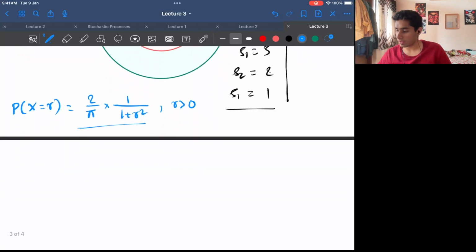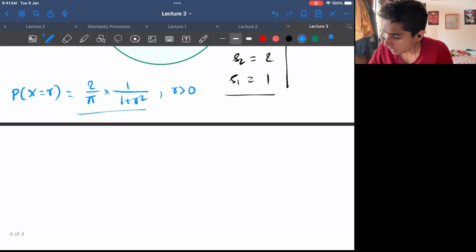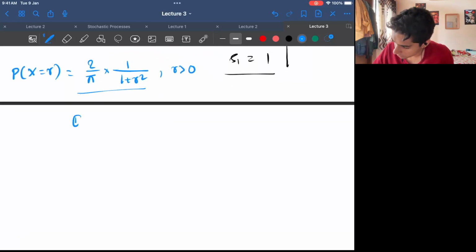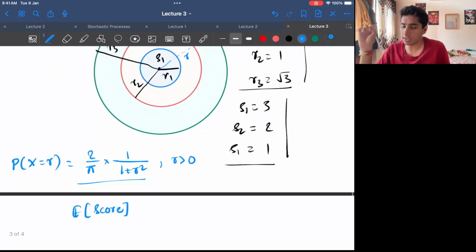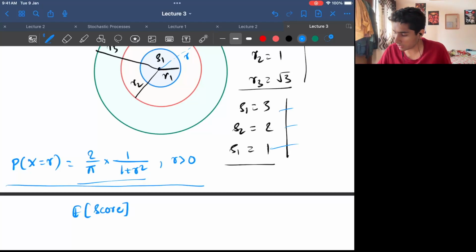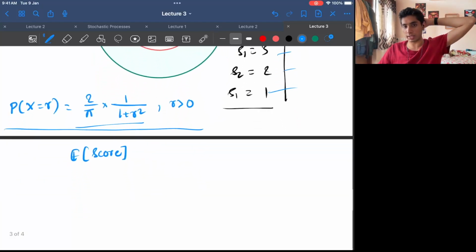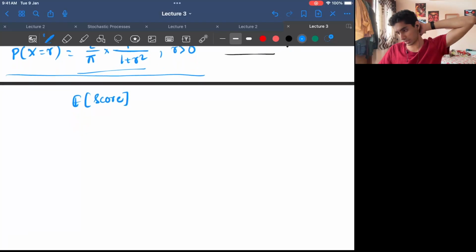Okay. Now the question that is asked to you is what is the expected value of the score that you will eventually score. So if you hit a dart, you are going to get some points, right? One of these points. So the question being asked is what is the score that you expect when you hit this dart, given that the probability of landing at a distance r from the center is this thing. That is the question being asked to you.